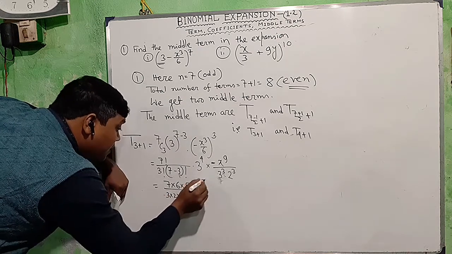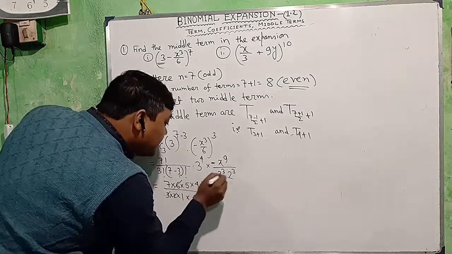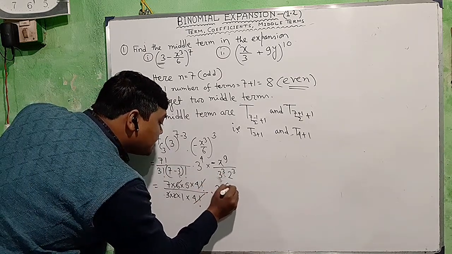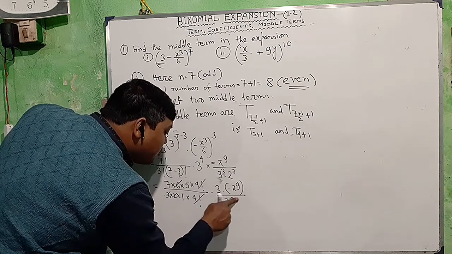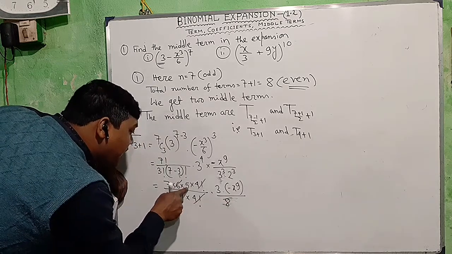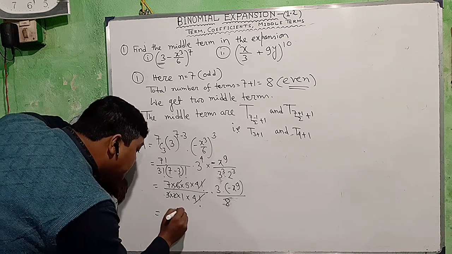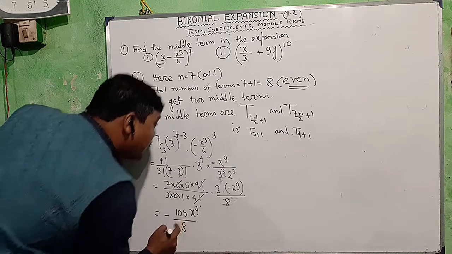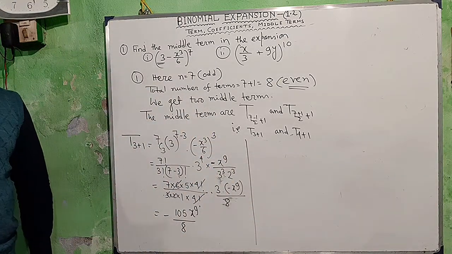4 factorial cancelled, 3 and 6 cancelled, and 3 cube and 3 to the power 4 give 3, into minus x to the power 9, divided by 2 cube, that gives 8. So we have gotten 7 into 5, that is 35, 35 into 3 is 105, so minus 105 x to the power 9 by 8, that is the first middle term, T(3+1).